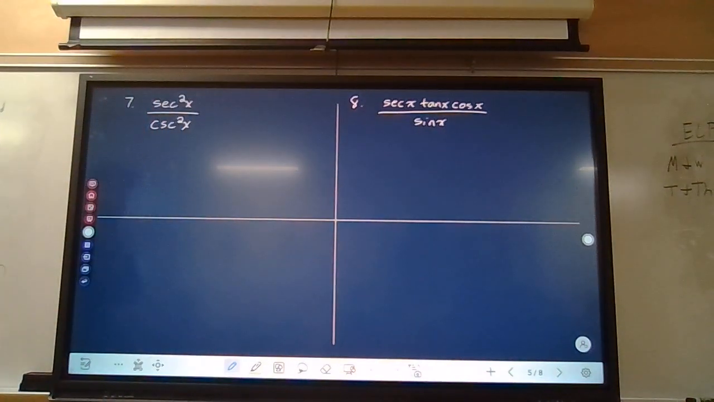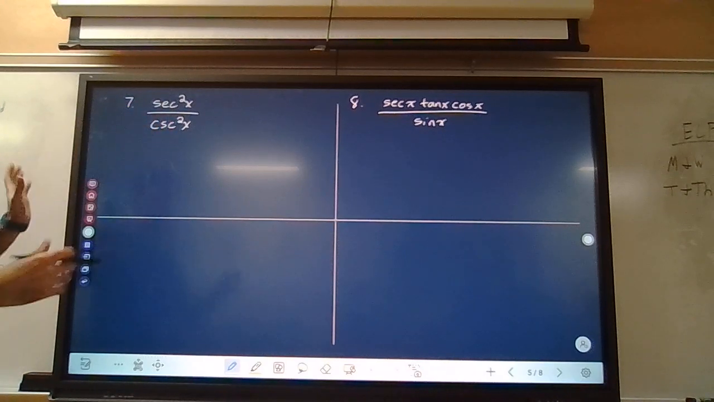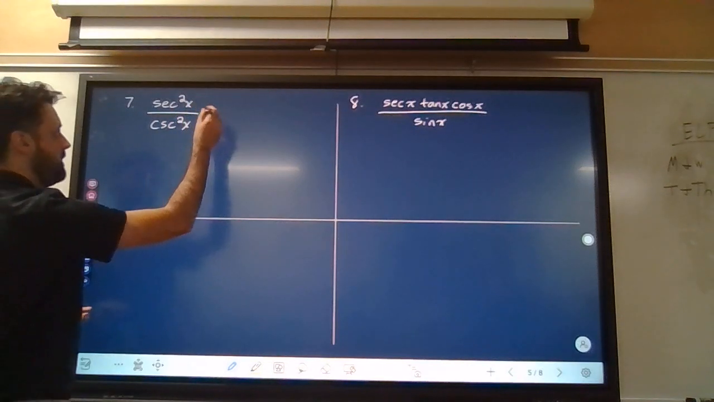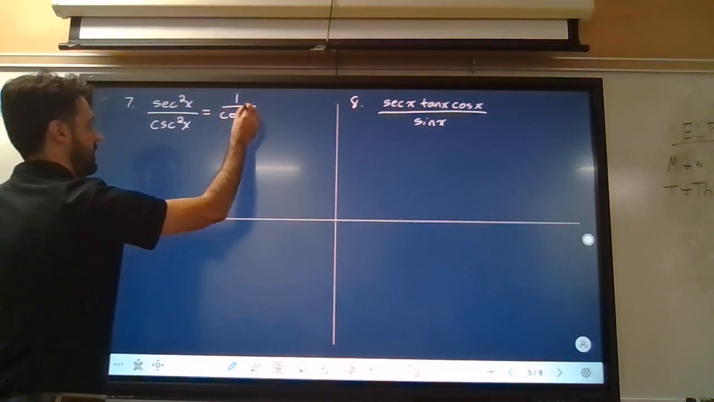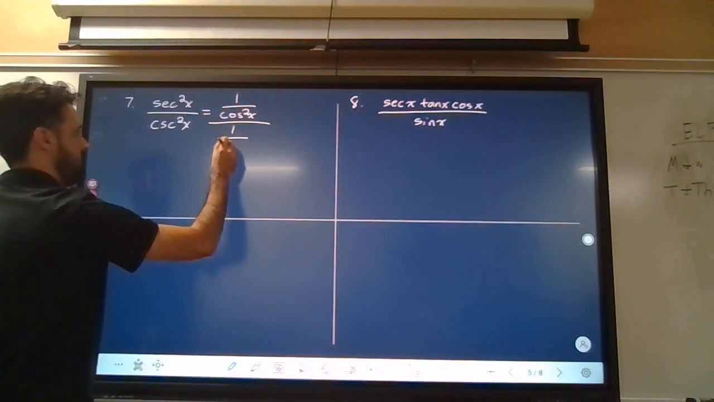Number 7. So a lot of people look at this one, they see the squareds, and they want to use Pythagorean identities. But again, we're going to go from having 1 term on top to 2 if you do that, or 1 term on bottom to 2. So that's not going to simplify it, it's going to make it more complicated. So instead, we're just going to write these in terms of sine and cosine. Okay, so we're going to have 1 over cosine squared divided by 1 over sine squared.